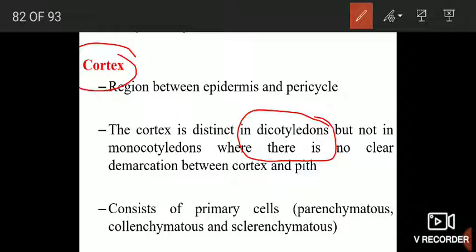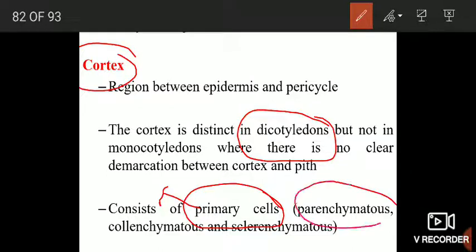The cells of cortex are primary cells. That means they are derived from the primary meristems, and these cells may be parenchymatous, collenchymatous, or sclerenchymatous. I do not need to tell you what collenchymatous, parenchymatous, and sclerenchymatous cells are. We have already discussed this in one of our classes.